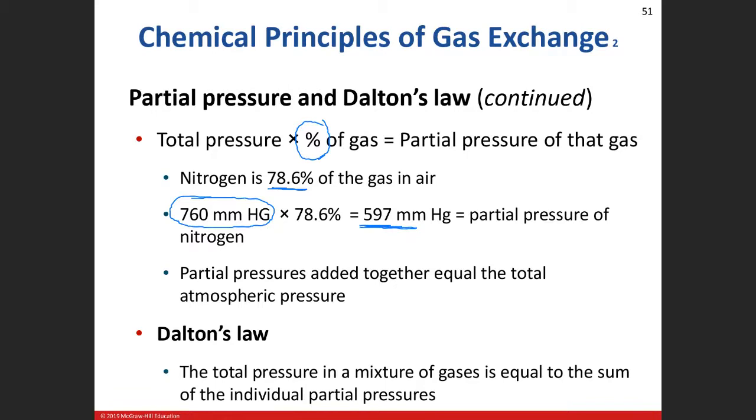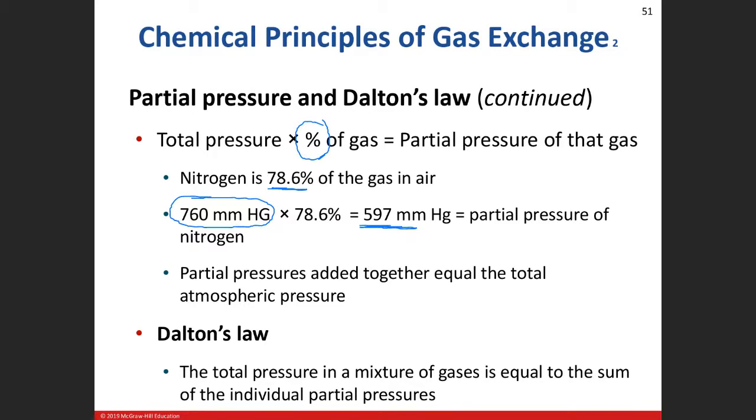0.208 is equal to 158 millimeters of mercury, roughly. So that's going to be the partial pressure of oxygen in the room at sea level. So keep that in mind.